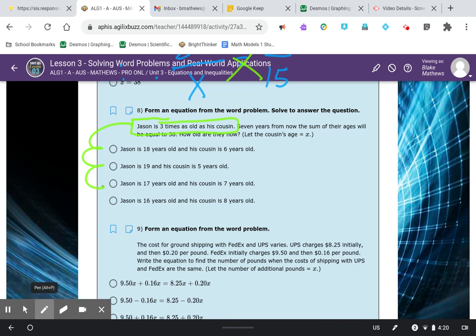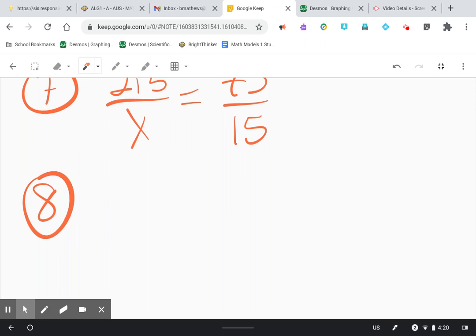to look at these answer choices and decide which one actually makes sense, and then make sure it meets both qualifications. First of all, Jason has to be 3 times as old as his cousin, and I'll tell you right now, only one of these answer choices meets that requirement. So you look at these answer choices and you find the one that meets that requirement, and you'll be good to go on that one. So we're not going to do number 8.